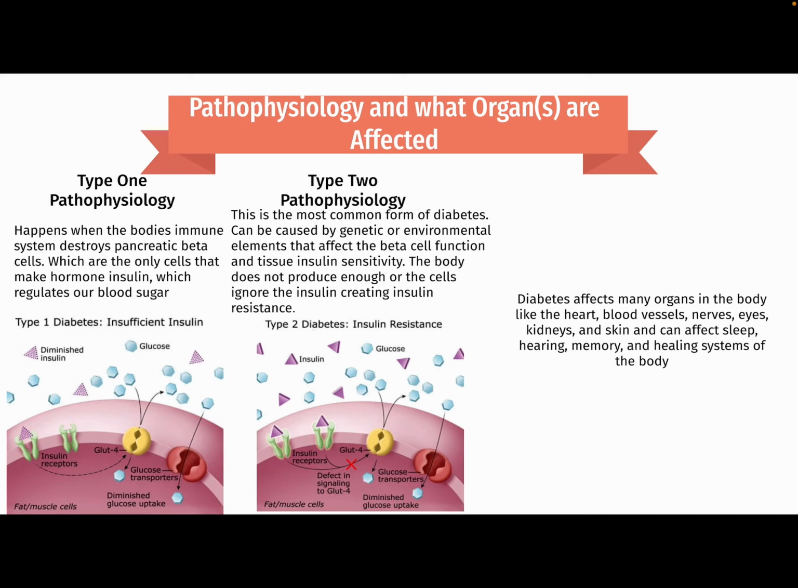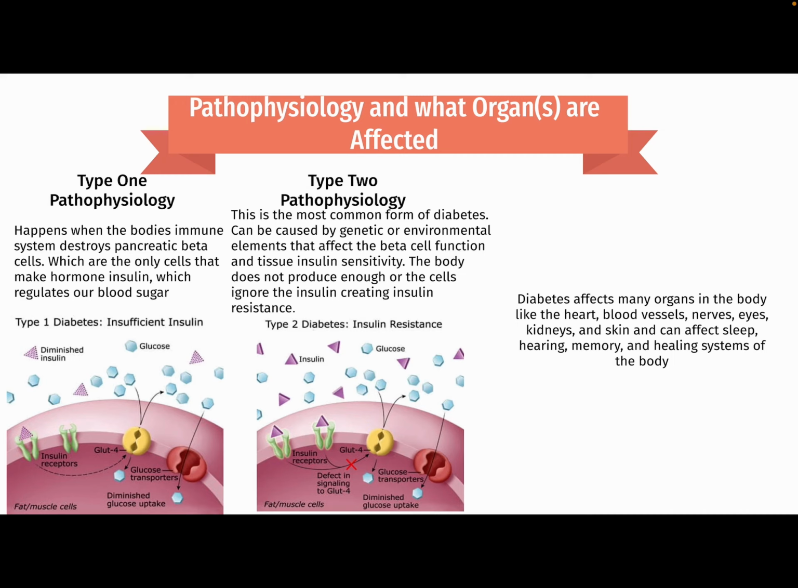For type 2 pathophysiology, this is the most common form of diabetes. It can be caused by genetic or environmental elements that affect the beta cell function and tissue insulin sensitivity. The body does not produce enough, or the cells ignore the insulin, creating an insulin resistance. And it's the same thing as type 1 on a certain level, but instead of not taking the insulin, it's just resistant. So we do produce it, but because of the effects of it, we do not take it in, causing the resistance of not creating and ignoring the insulin.